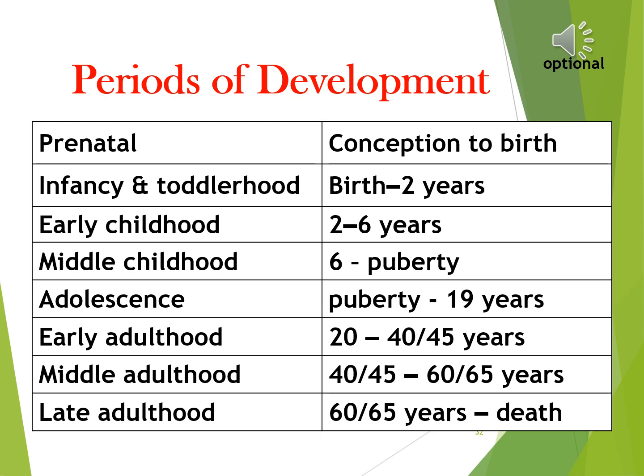So prenatal development, probably pretty easy: from conception, when the sperm and egg cell unite, until birth. Infancy and toddlerhood, from birth to 2, or sometimes they'll list 2.5 years. I went with 2 to make your life easier. Early childhood, usually given the age range of 2 to 6 years. Middle childhood, usually from 6 to puberty, obviously variable between individuals, cultures, and even the sexes. Adolescence, puberty to 19 years.